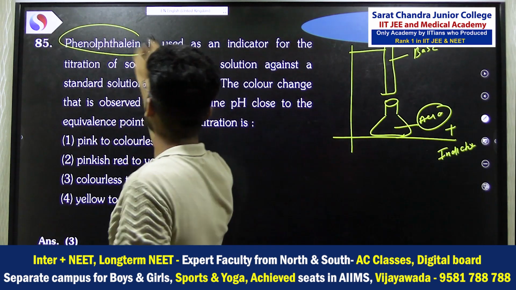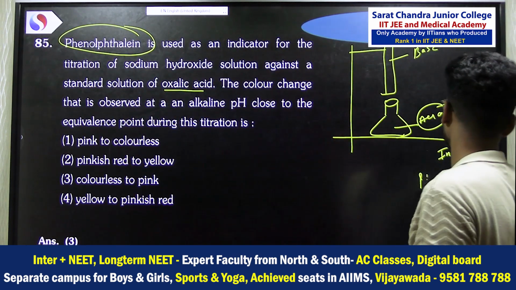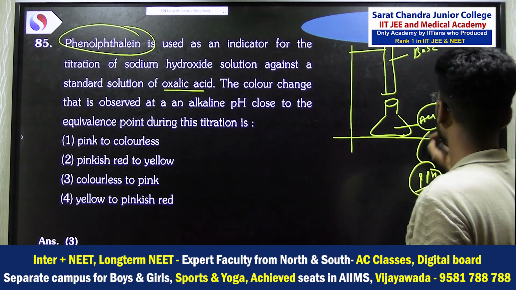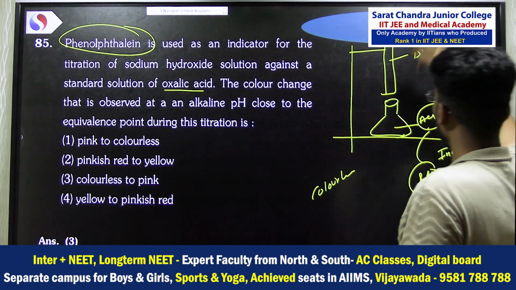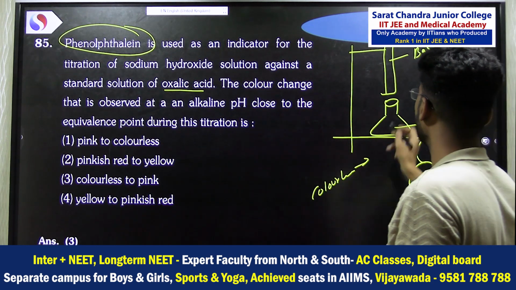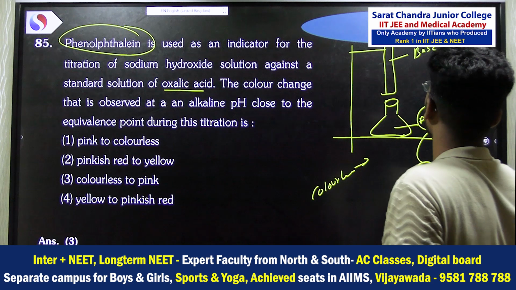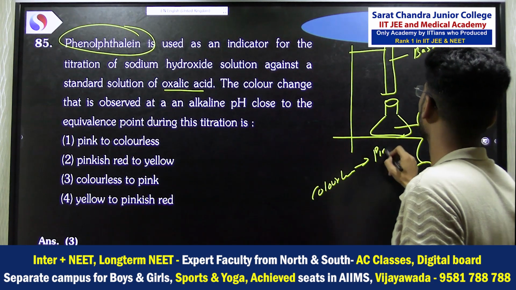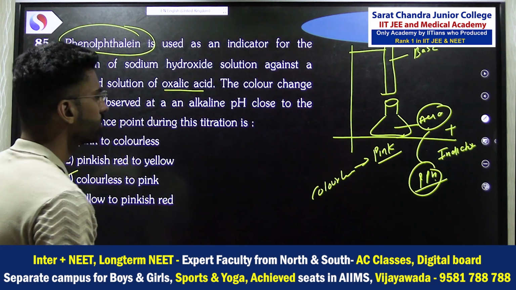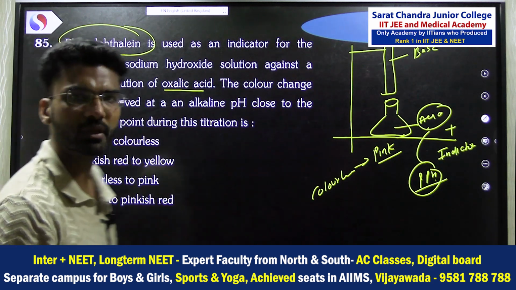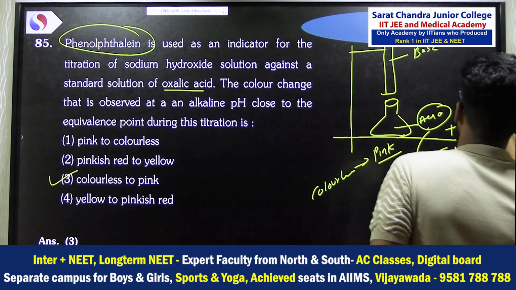The indicator they use is phenolphthalein. I know that phenolphthalein in acid is colorless. So when you keep adding the base, you will reach the end point. Phenolphthalein in base gives a pink color, so it changes from colorless to pink. So option 3 will be the correct answer.